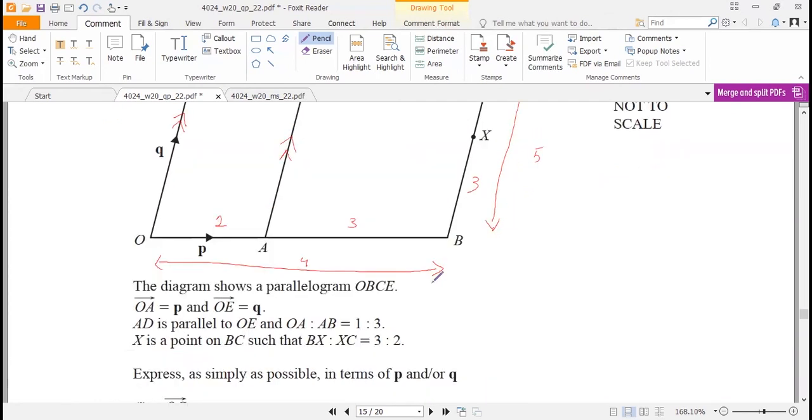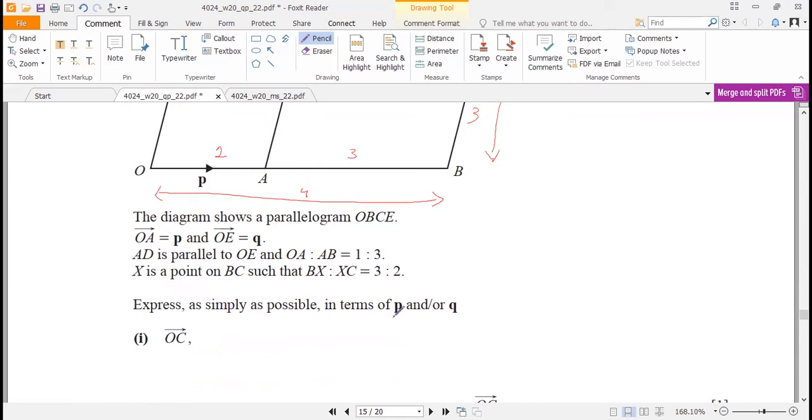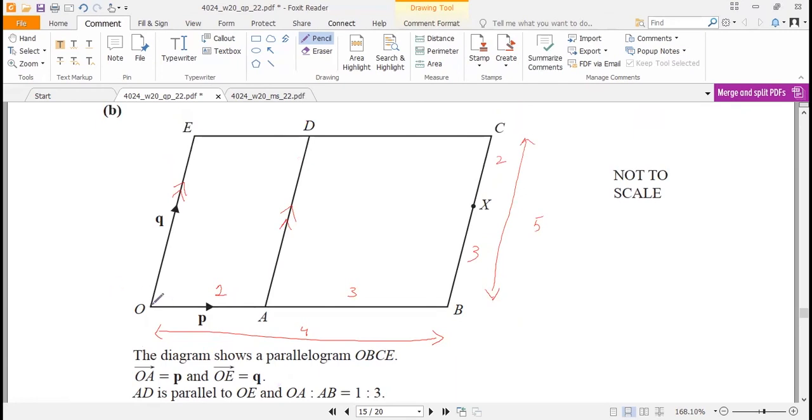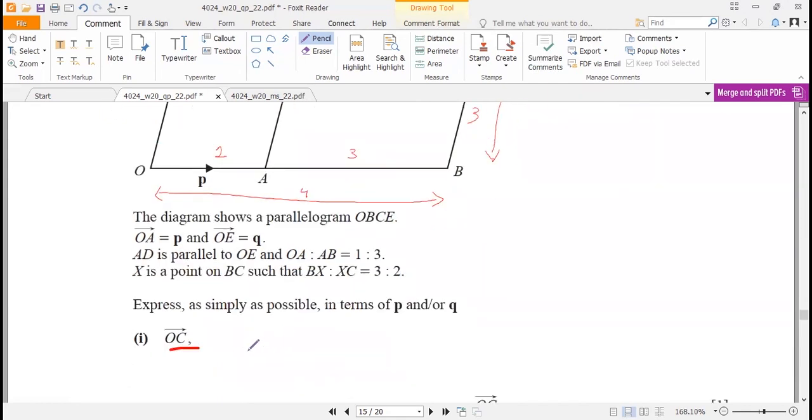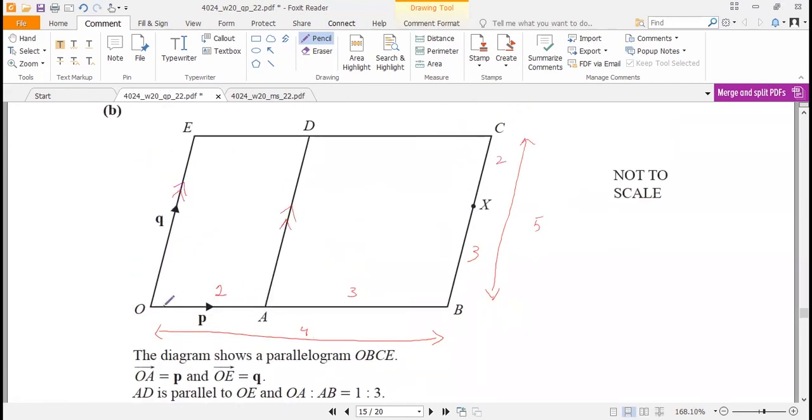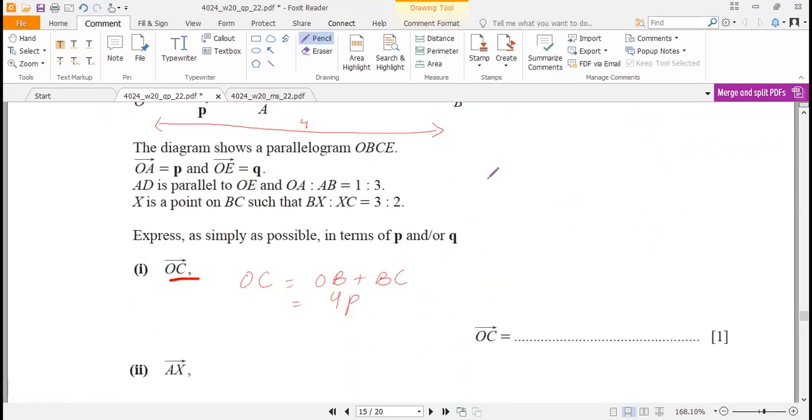Now, express OC as simply as possible in terms of P and Q. So we can have the path OB plus BC. OC is equal to OB plus BC. The value of OB is P, and 3 plus 1 is 4, so it will be 4P. And BC will be Q, because OE and BC are the same. So it will be 4P plus Q.